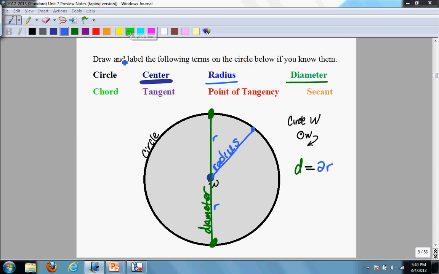A chord is any segment that has endpoints on the circle. So if I have an endpoint here and an endpoint here, and you connect, that is a chord.